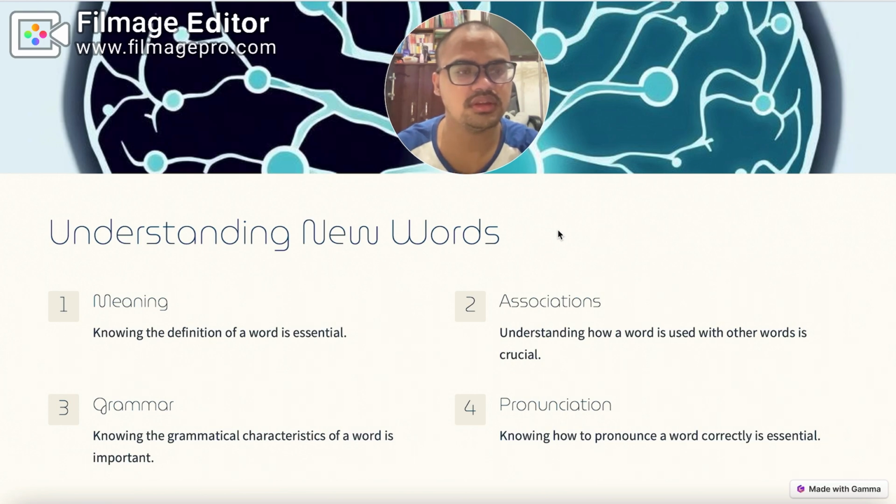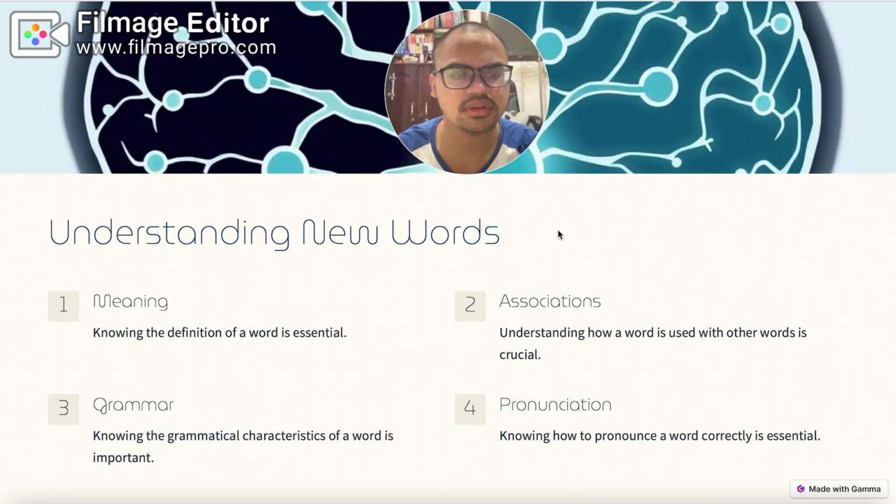Second, the association. Understanding how a word is used with other words is crucial because sometimes the association of a word to another may change the meaning of the word into one we did not mean. Third, the grammar. Knowing the grammatical characteristic of a word is important because some words have nearly the same grammatical characteristic, which may cause problems when a word gets mistaken for another word with nearly the same grammar but slightly different meaning.